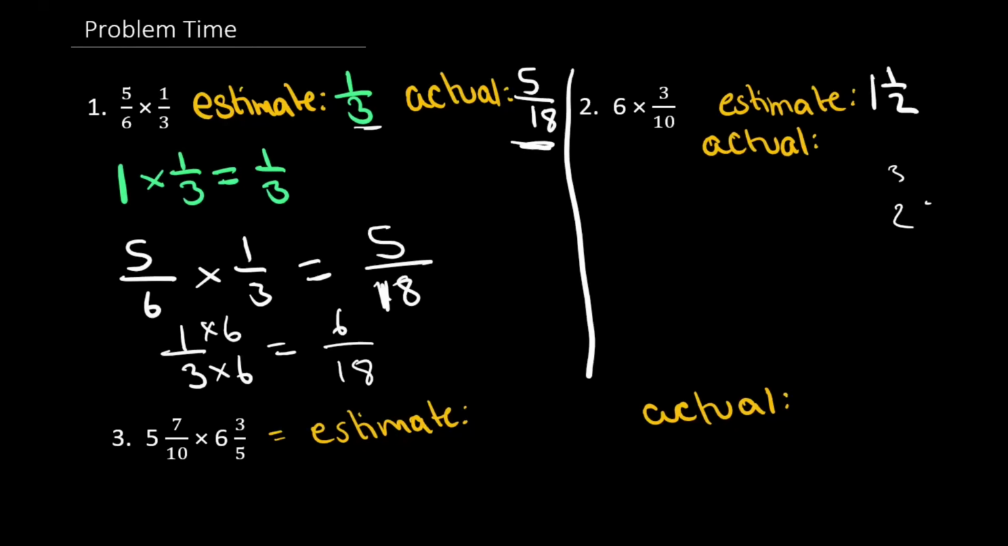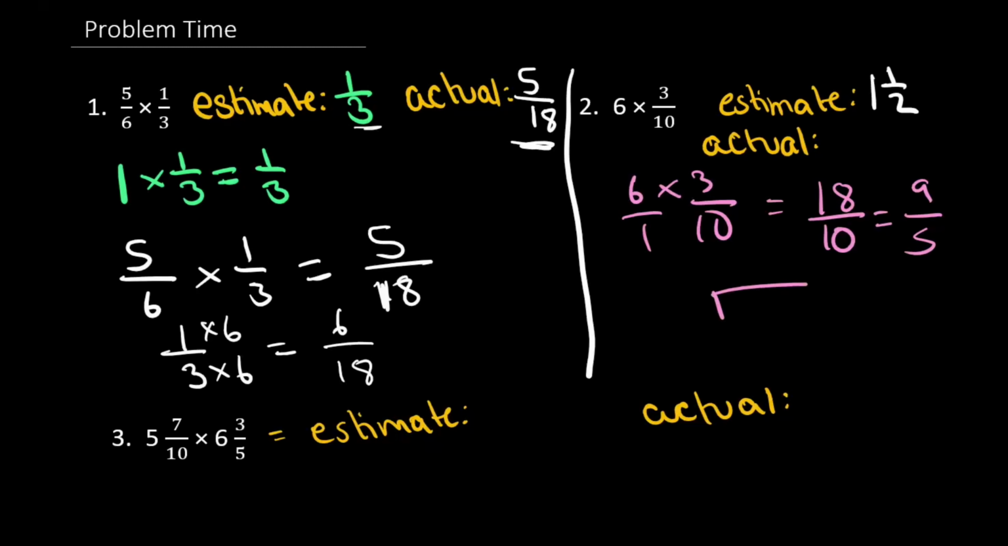Alright, now let's find the actual answer. 6 times 3/10. Okay, 6 times 3/10. 6 times 3 is 18, and then 10 times 1 is 10. 18 over 10. So 18 over 10 can be simplified to 9 over 5. Now let's turn it into a mixed number.